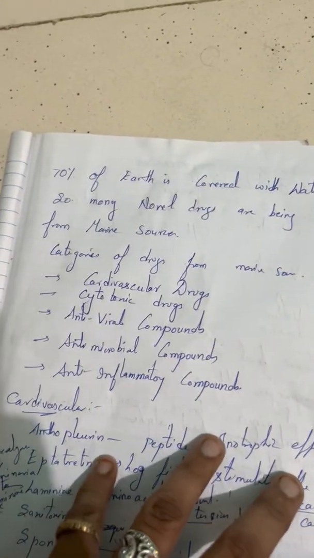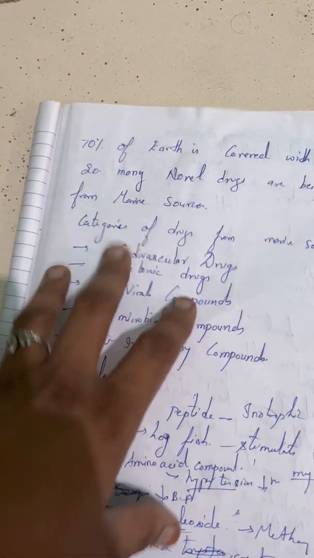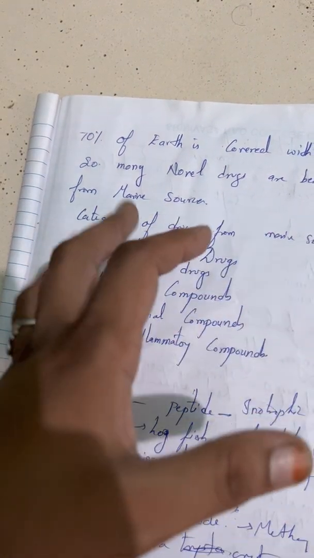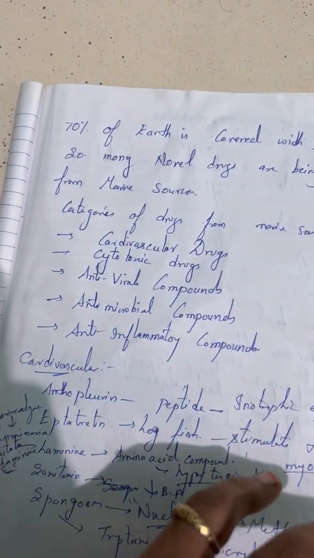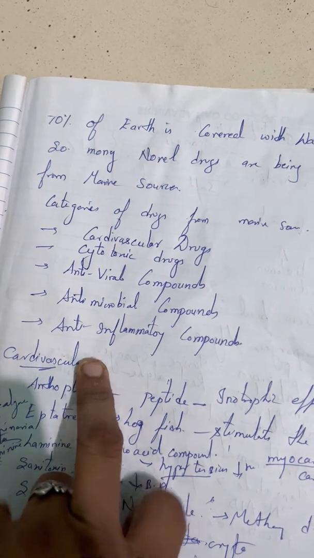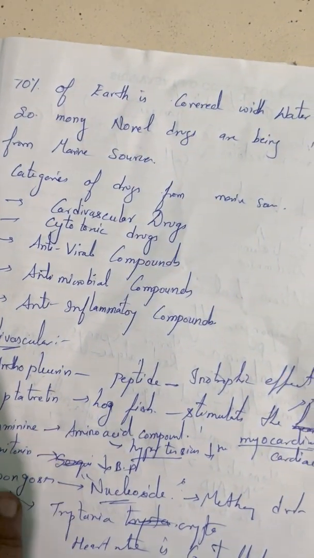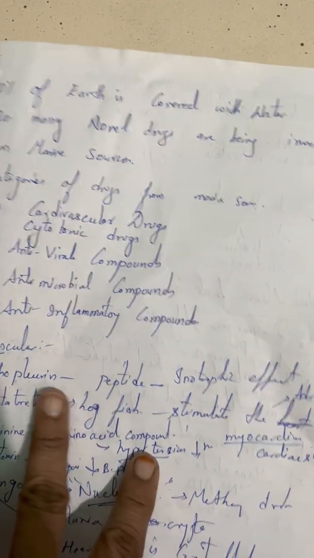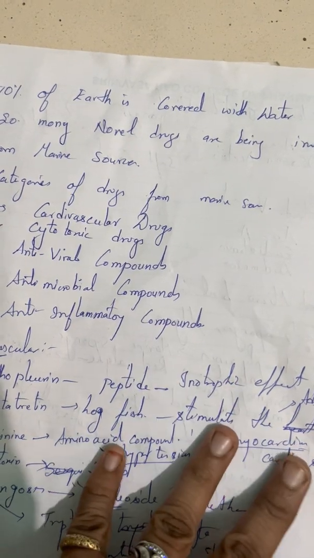So like this you have to write about the medicinal agents obtained from marine sources. You just need to remember the categories under which you need to write the examples, and if possible, their sources from where they have been obtained.